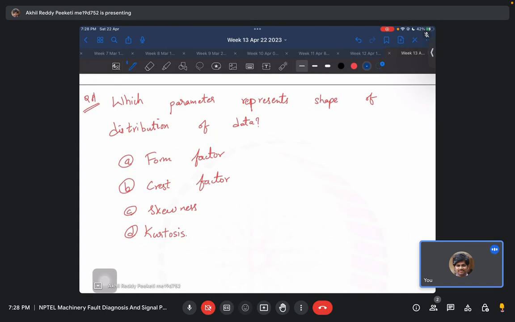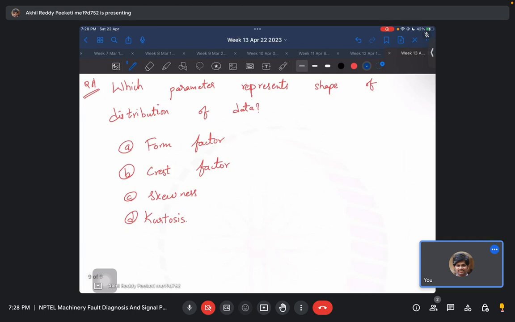Which parameter represents the shape of distribution of data? Form factor, crest factor, skewness, kurtosis. The answer is skewness. Kurtosis talks about the tail of the data, so how strong the tail is, or how heavy or light the tail is.